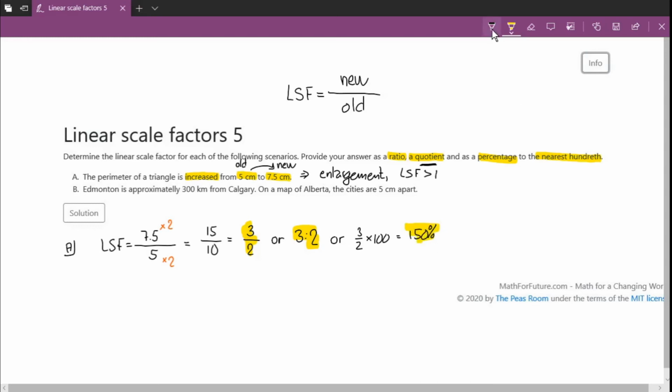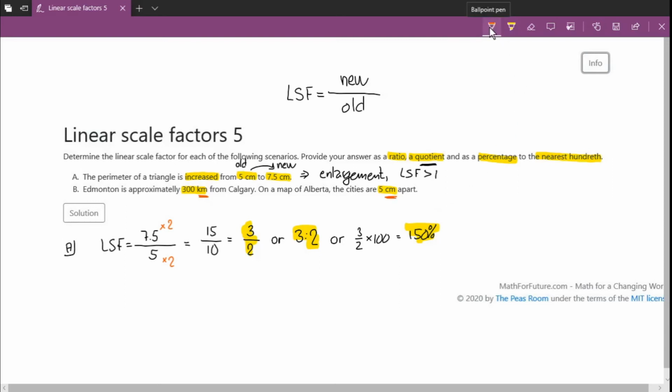That's A. In B, Edmonton is approximately 300 kilometers from Calgary. On a map of Alberta, the cities are 5 centimeters apart. So the first challenge here is that we're dealing with different units. We are dealing with kilometers. That's the actual distance, 300 kilometers. And then we have centimeters. That's the distance on the map. We need to work with the same units.